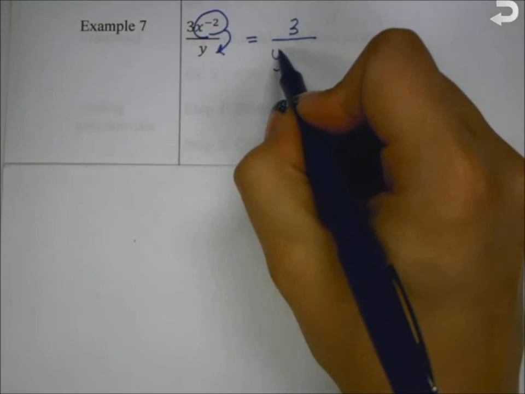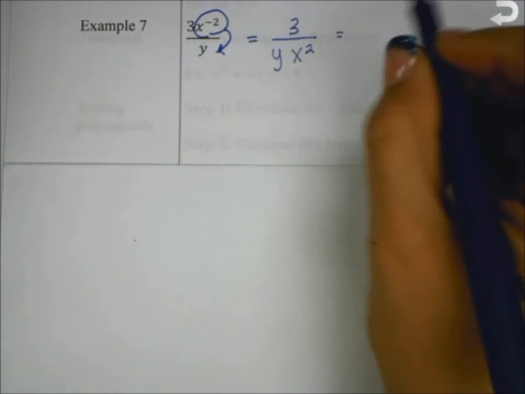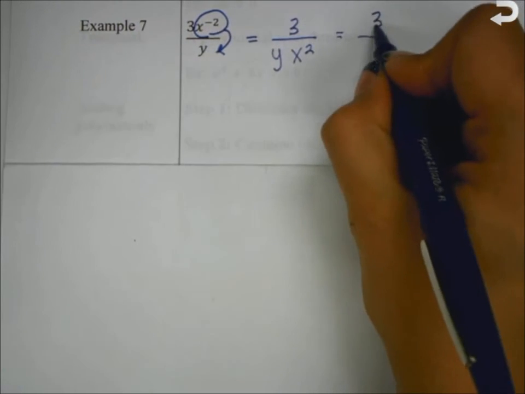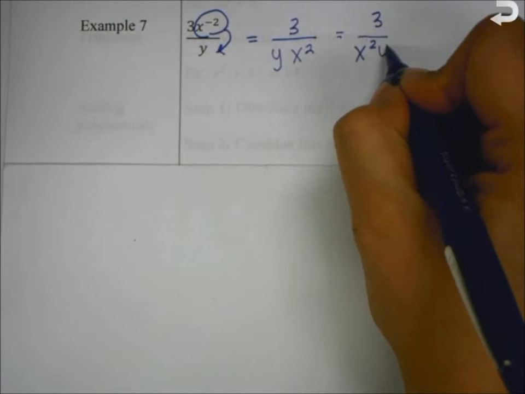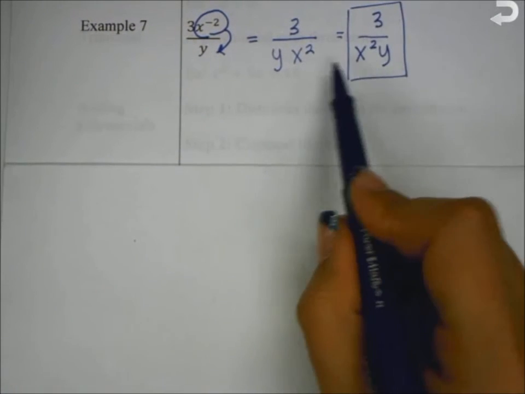Now, we like to put things in alphabetical order, so this would actually be 3 over x squared y. They are the same, but no, it's not wrong, but we like to put these in alphabetical order. Okay?